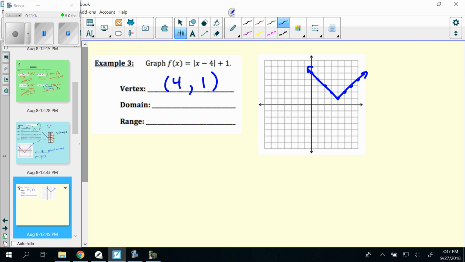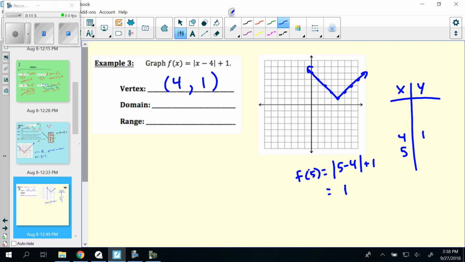If you're unsure, you can always go back and do a quick table. Okay, again, put the vertex in the middle. Just to show you this works, let's test 5. So if you were to put 5 in here, you got 5 minus 4 plus 1. 5 minus 4 is 1. Absolute value 1 is 1. 1 plus 1 is 2. 5, 2 should be a point here.